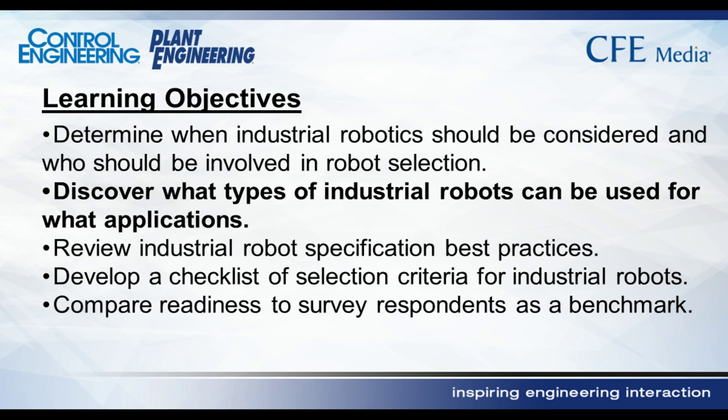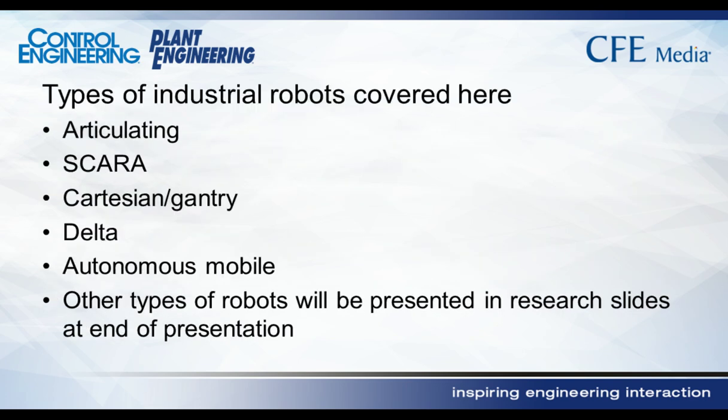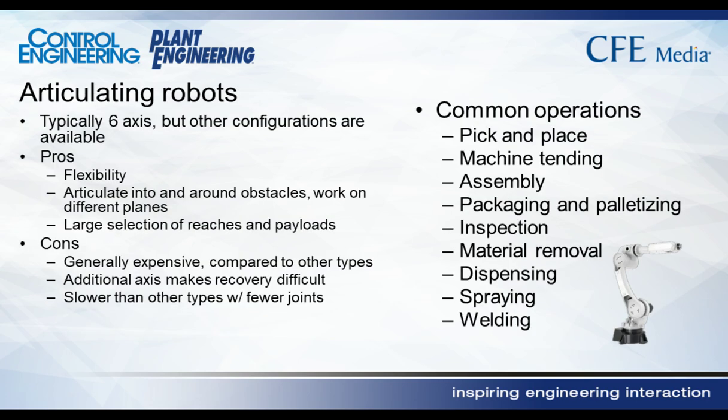Next, we will talk about the types of industrial robots and what applications they can be used for. We'll cover 5 of the most common types here, and then a few more will be presented in the research slides at the end of the presentation.